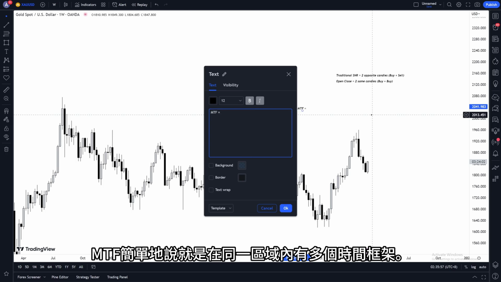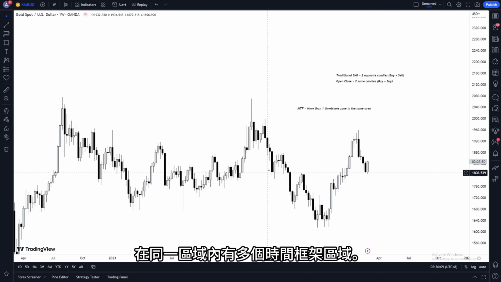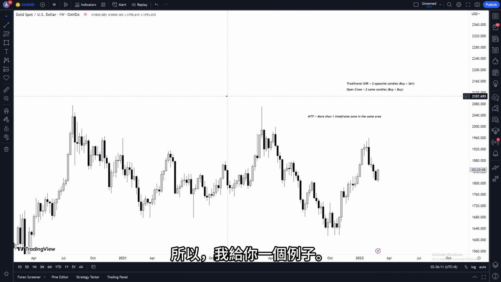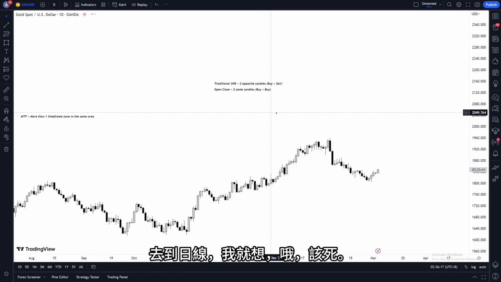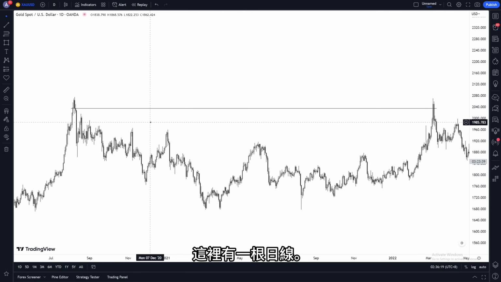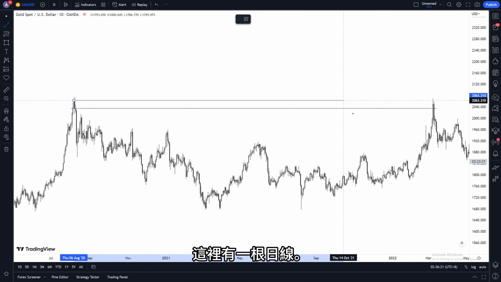In the current sense that I'm trying to teach you guys, MTF simply means more than one time frame zone in the same area. So I'll give you an example. For example, this right here. Weekly, correct? Go to daily. And I'm like, oh, there's a daily right here.